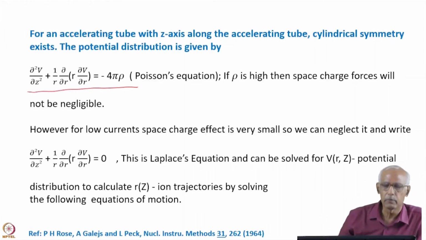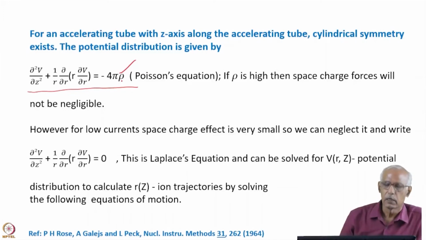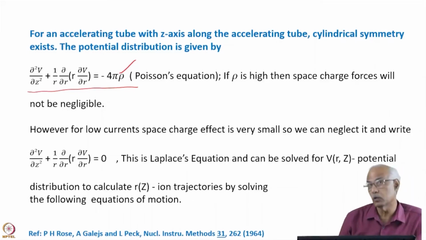If you have a cylindrically symmetric accelerating tube, then the potential distribution will satisfy Poisson's equation, shown here, which will give you the potential distribution. On the right hand side, rho is the charge density, and I am considering first the case where the current is very low, in which case rho can be neglected. So you can put the right hand side equal to 0, and that is true only if the currents are very small. Otherwise, you have to solve Poisson's equation.